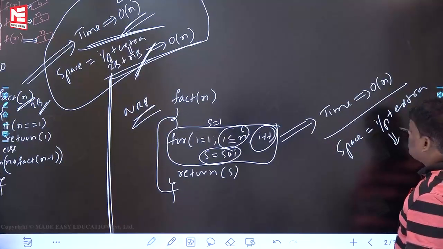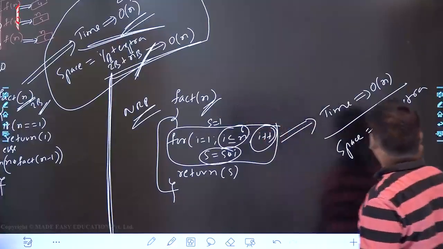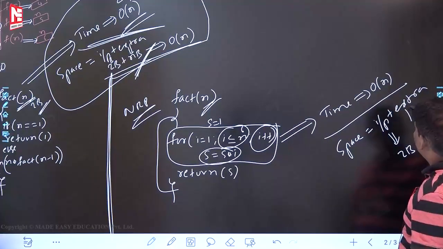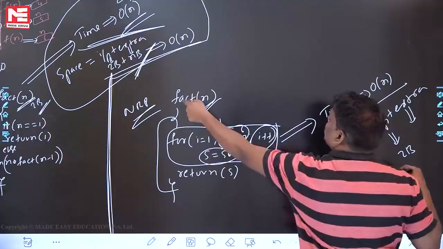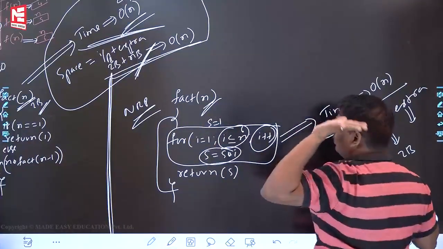Can you say the input? What is the answer? Factorial of n, 2 bytes. Can you say what is the extra? If you go inside, what is the answer? No recursion, nothing there. Because this function is called, 1 unit of stack, it's okay, right?